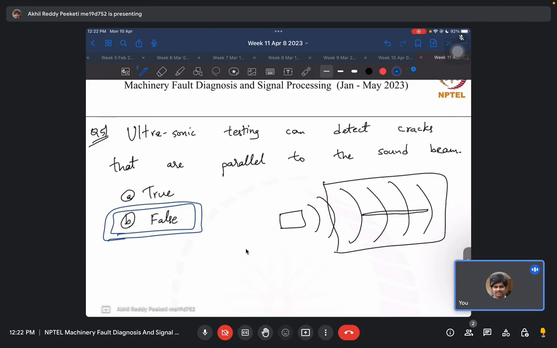So usually you need to do it at multiple angles to see the presence of cracks, not just a single orientation. So ultrasonic testing may not detect cracks that are parallel to the sound beam, because they might not reflect the sound waves.